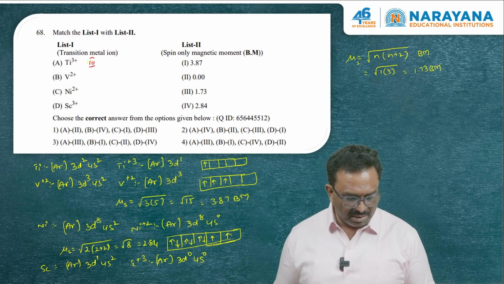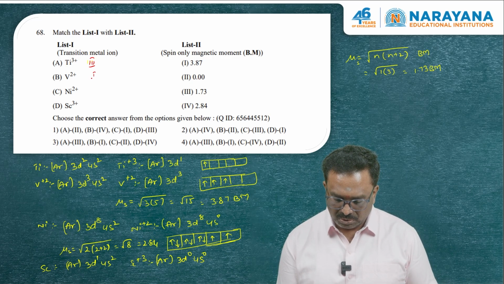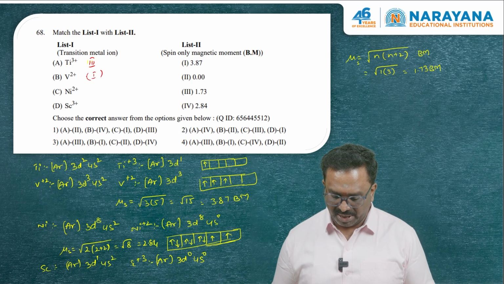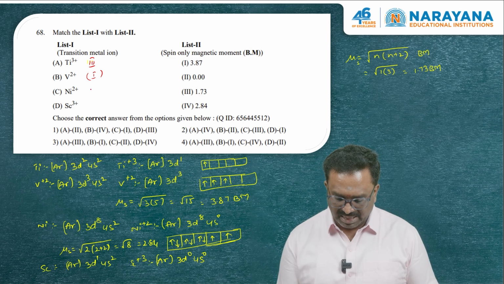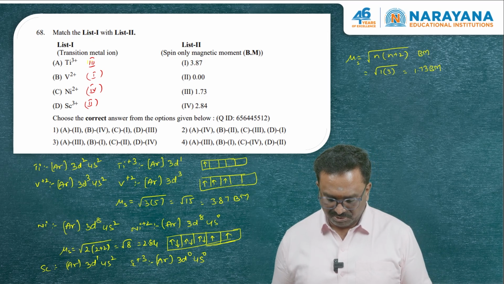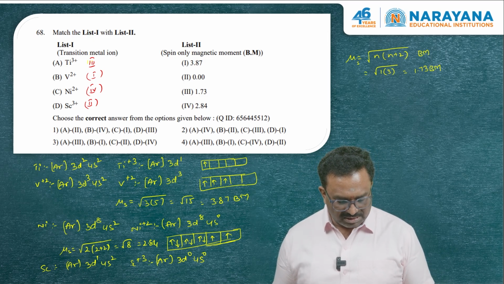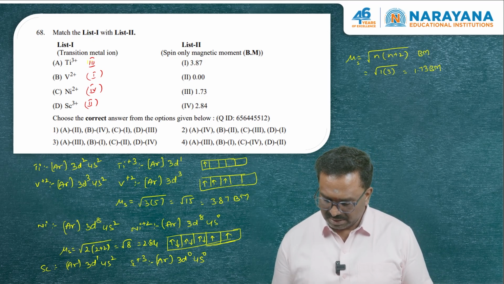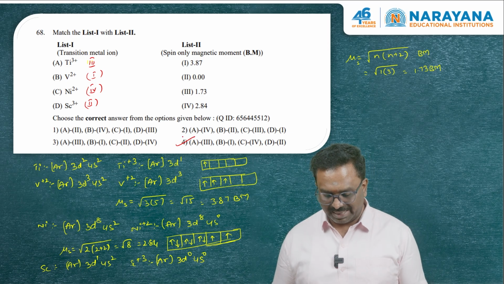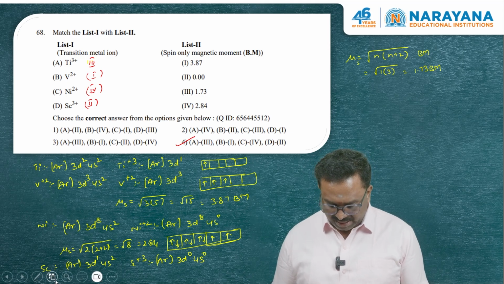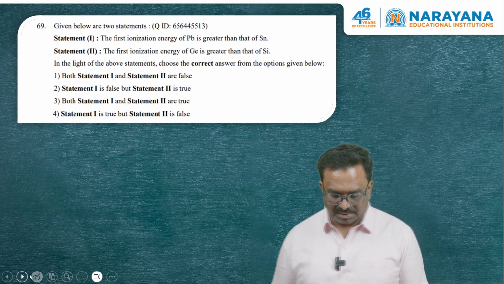And vanadium is related to this 3.87. Nickel is and scandium is 2. So 3142, this is observed in case of the fourth option we can see. Now let us proceed to the next one, 69th.